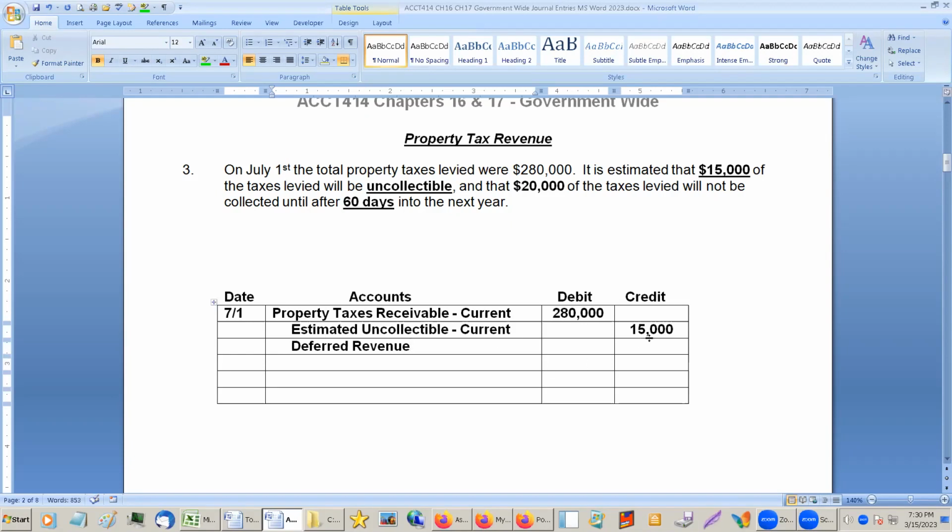And anything that's collected in the next year will be picked up as a revenue in the next year. So these deferred revenues next year will be regular revenue. And the rest of this will be property tax revenue. Whatever that is, 280 minus the other two, $45,000. So this is going to be our property tax revenue that we're going to recognize in this period for the next year.